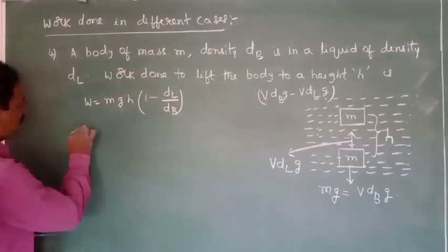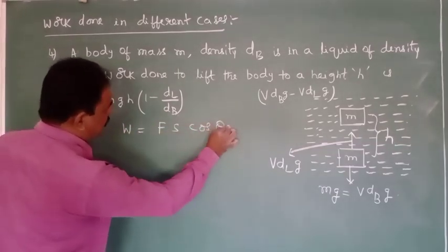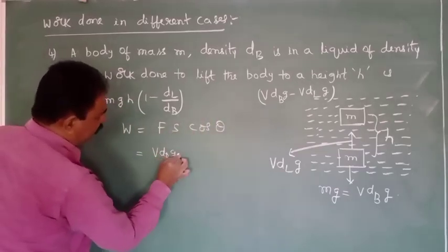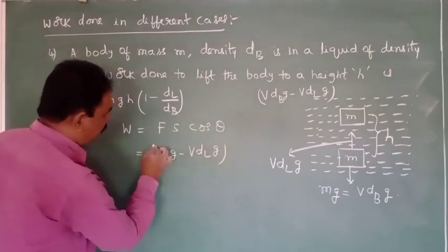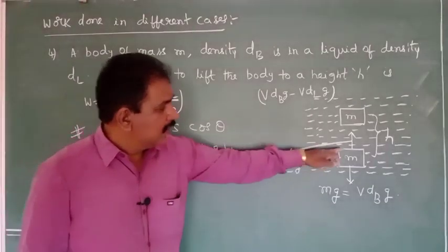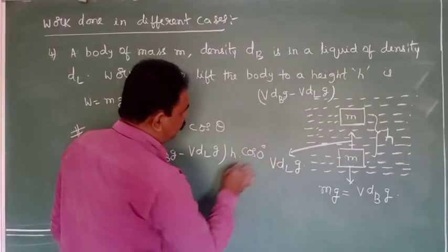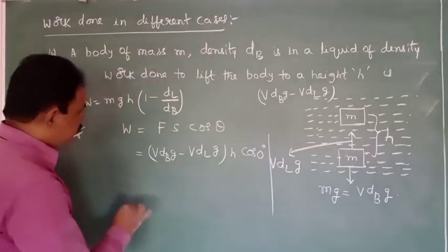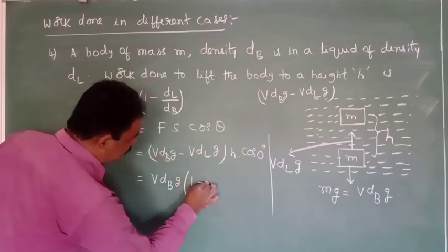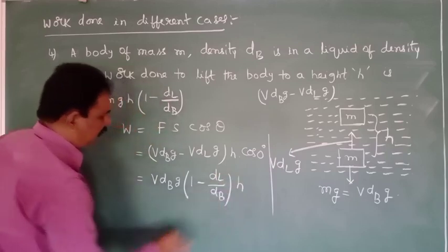So what is the formula for work done? W is equal to F s cos theta. Here in place of F, net force we have to take, V dB g minus V dl g. How much height it is lifted? h. In the net force direction only the body has moved. So cos 0 degrees. Clear? So if you take V dB g common here, 1 will come. Here dl by dB will come, into h.